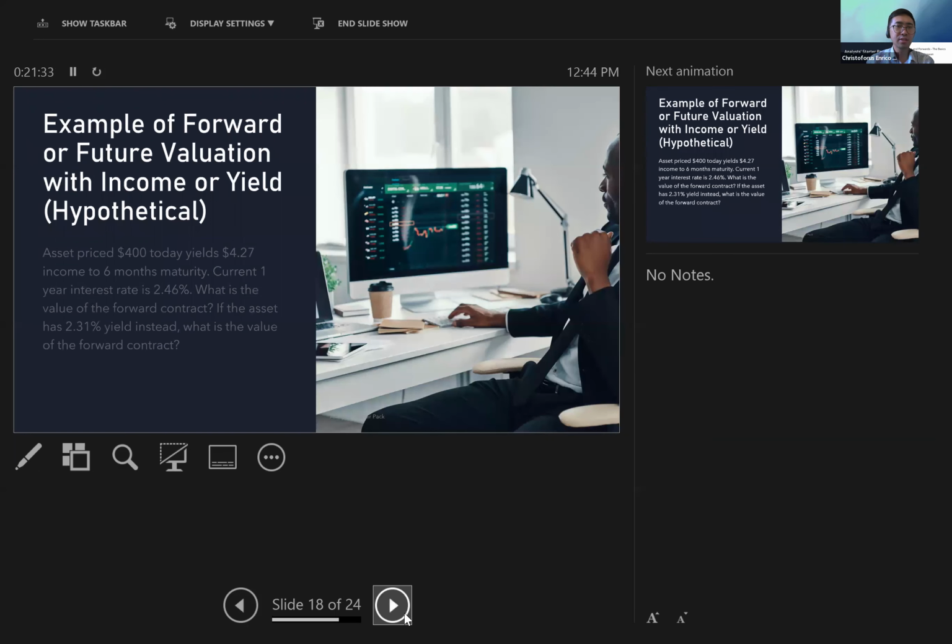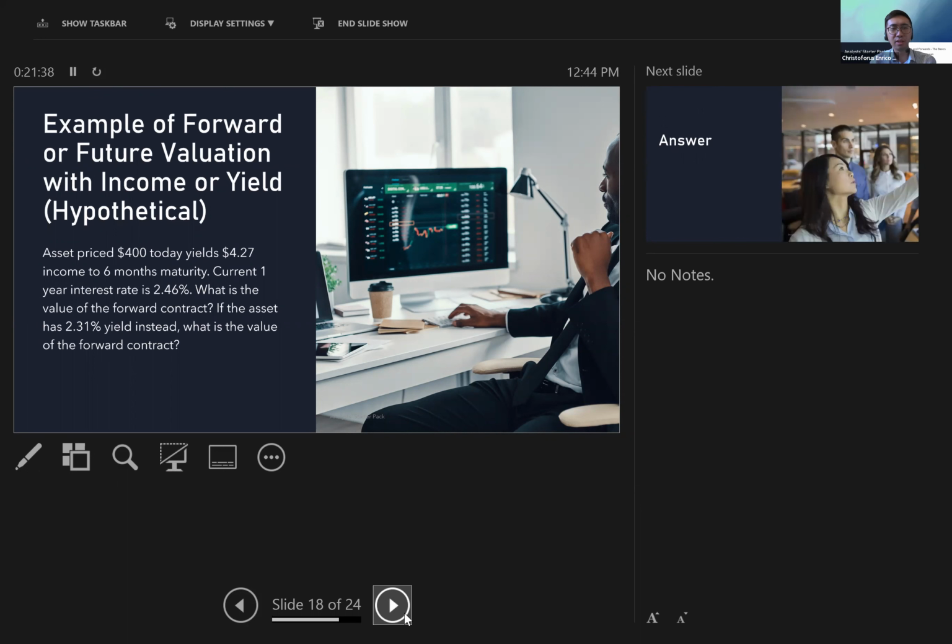Now let's make an example. Let's say there's an asset priced at 400 today and it yields 4.27 income in 6 months to maturity. And currently the 1-year interest rate is 2.46%. What is the value of the forward contract? And if the asset has a 2.31% yield instead, what is the value of the forward contract? I'll give you a couple of minutes to answer and then we can discuss your answer.